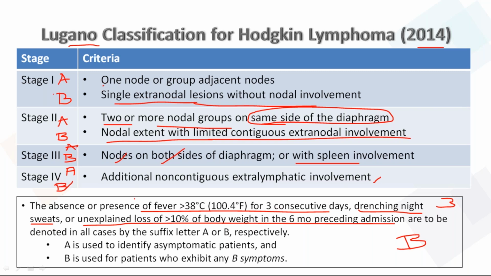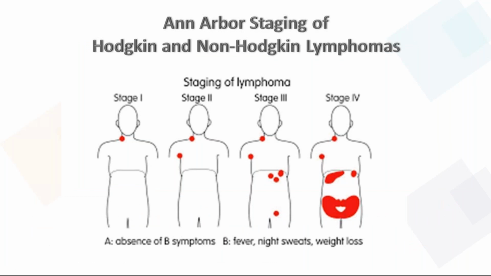So this is common for all these things. B means B symptoms; these symptomatology are there. A means these symptoms are not there. That is called the B symptoms. That's the diagrammatic explanation on Ann Arbor classification.